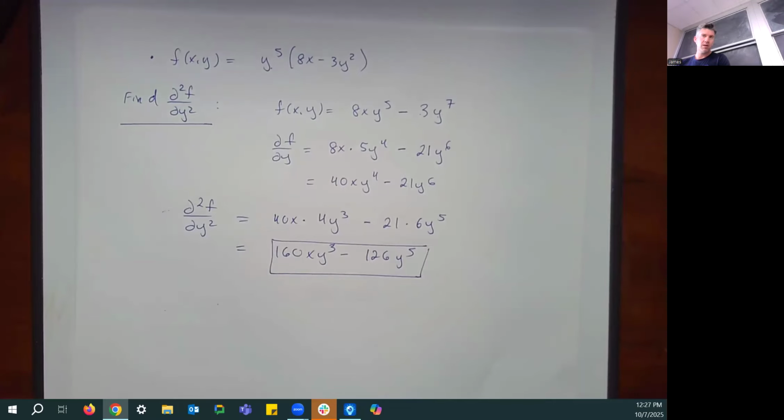So before we start talking about tangent planes, I should pause and ask, are there any other broad questions about partial derivatives, or specific questions about partial derivatives?